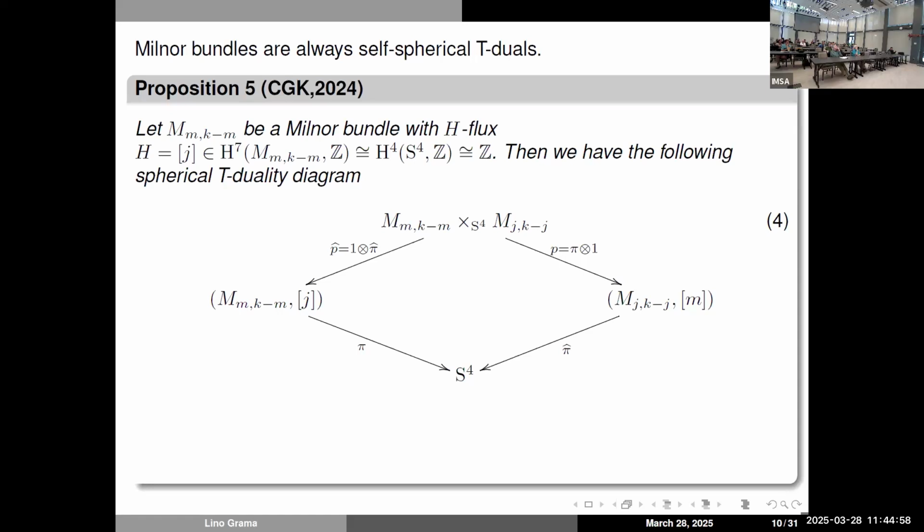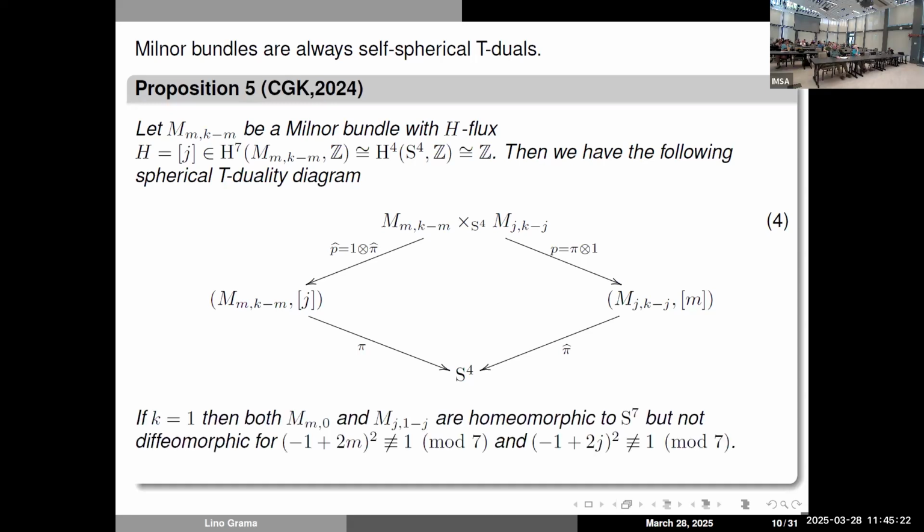Namely, if we start with a Milnor bundle and H flux here, we will denote by this J just the element in cohomology that is isomorphic to Z, and we have the following spherical duality diagram. We remark that there is a symmetry between these integers, because all numbers n, k, j are integers, and so we would like to point out the symmetry between these numbers here in this diagram.